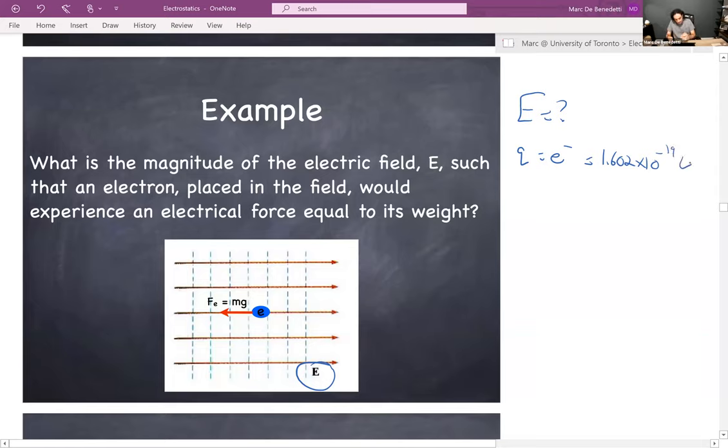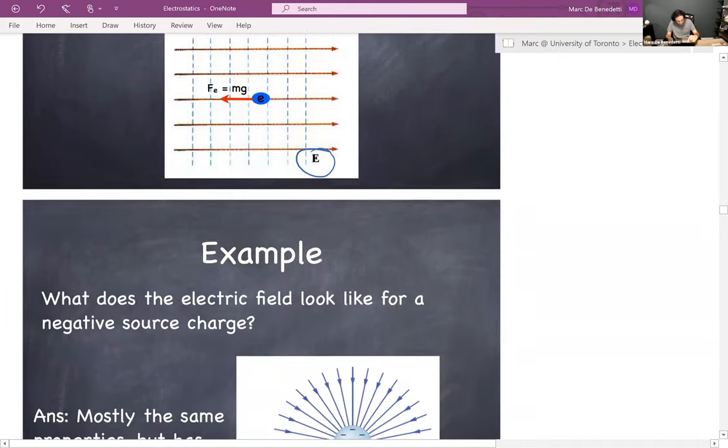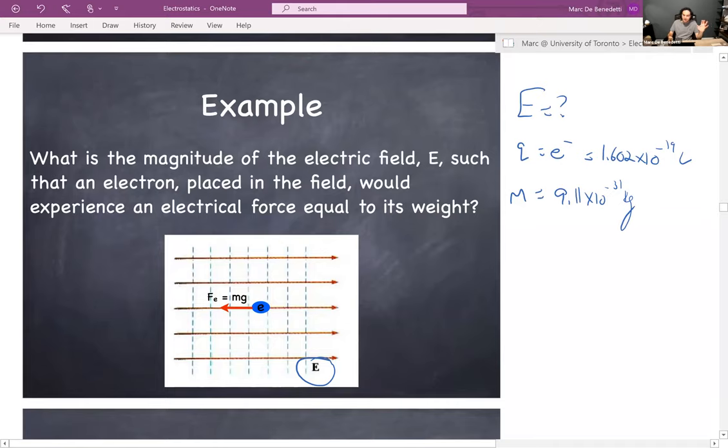And we know its weight. Well, rather, we know the mass of an electron. You can look it up. I believe it's 9.11 times 10 to the minus 31 kilograms. Am I right? I think it's 9.11. We can Google it later if we care, but it's a value that we can easily Google. And we want to know what electric field we need to exert so that the electric force is equal to its weight. So it's telling us exactly how to do the question.